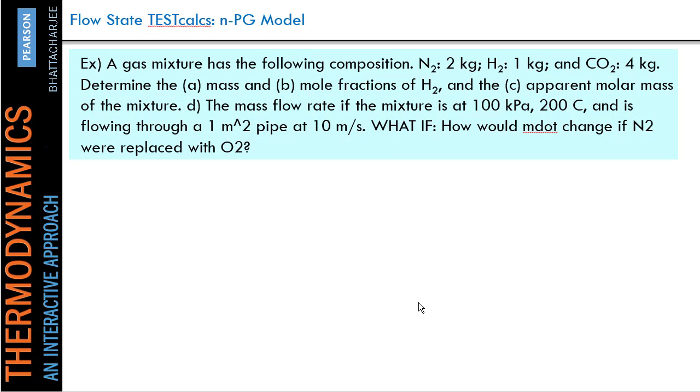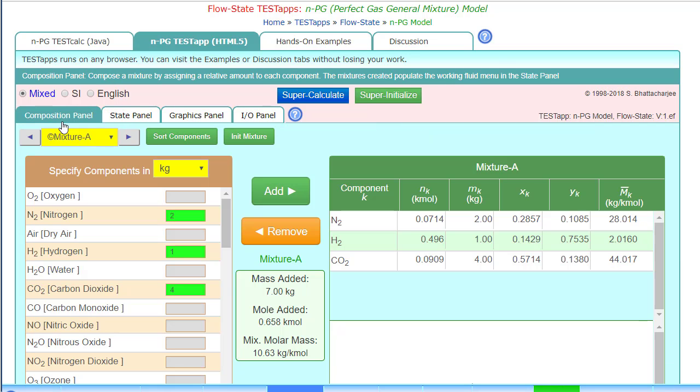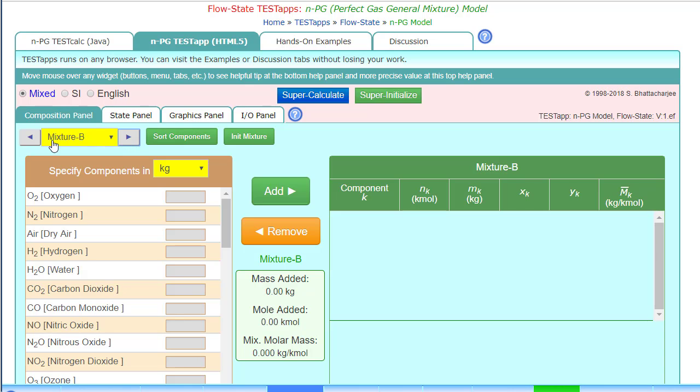The next part of the problem asks how would m dot change if N2 were replaced with O2. So to do that, we'll go back to the composition panel. We can either remove that N2 and then re-add O2, or a better way would be to create a new mixture, mixture B. And we'll just re-enter that. So instead of 2 kilograms of N2, it's going to be 2 kilograms of O2. It's still going to be 1 kilogram of hydrogen and 4 of CO2.